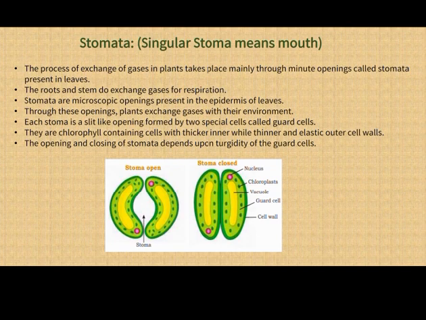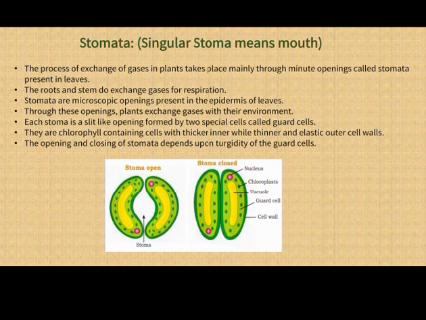Each stoma is like a slit-like opening. In the right diagram, you can see that the stoma is elongated and makes a slit-like structure formed by two special cells called guard cells. These are the guard cells. These two elongated and bean-shaped structures are guard cells. When they open or close, they make a slit.